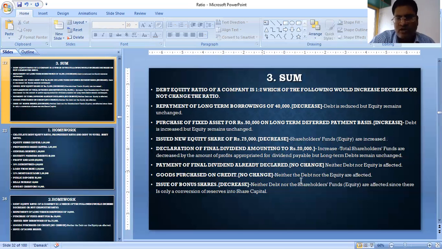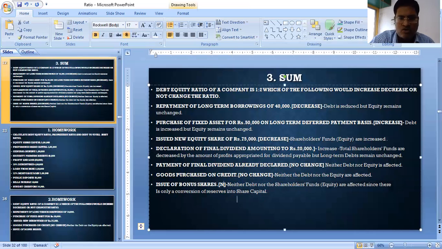Goods purchased on credit, there will be no change because it is not affecting my debt, neither affecting my equity. Issue of bonus share, it will again decrease because my equity has increased. Shareholders fund, that is equity, are affected since there is only a conversion of shares. Acha, neither debt nor the shareholders fund has been affected. Issue of bonus share, it will be no change, students.